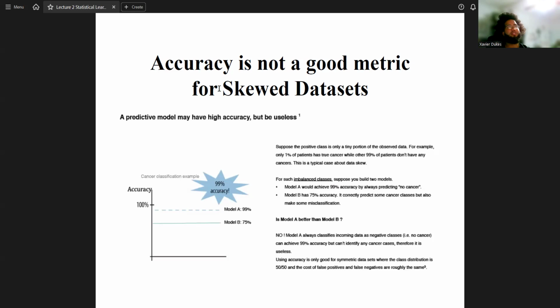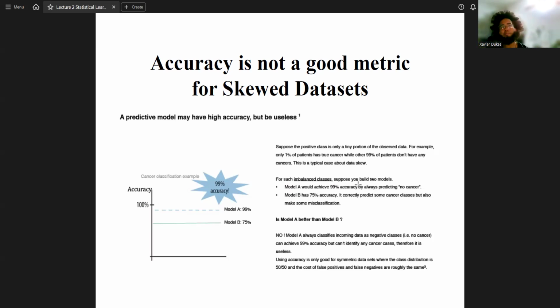Accuracy is not a good metric for skewed data sets. A predictive model may have high accuracy but be useless. Suppose the positive class is only a tiny portion of the observed data. Only 1% of patients have true cancer, while 99% of patients don't have cancer. This is a typical case of data skew. For imbalanced classes, where we have more representation in one class than another, and when I say class, I mean like a category. The class is a category. It's literally classification. Which group are you going into?